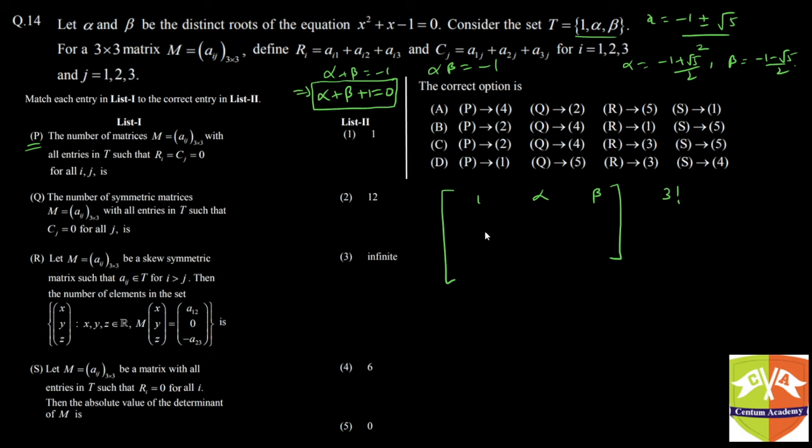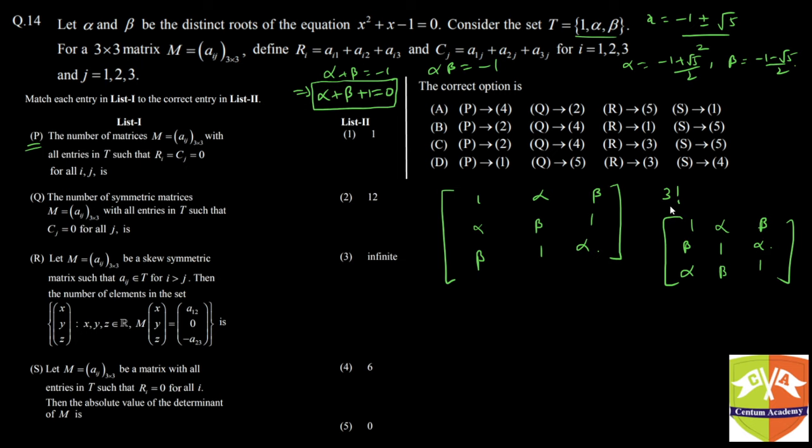Either, because I want to maintain the sum as 0, I can have alpha, beta, 1, and automatically the remaining elements will be beta, 1 and alpha. Another choice was I keep the first row the same, 1, alpha, beta. But rather than starting with alpha, I start with beta. So we have beta, then 1, then alpha. Automatically the third row will become alpha, beta, 1.